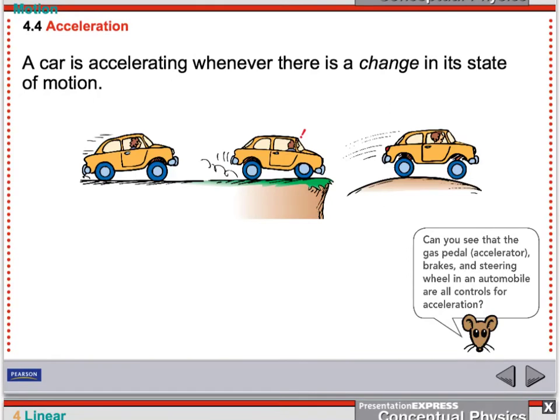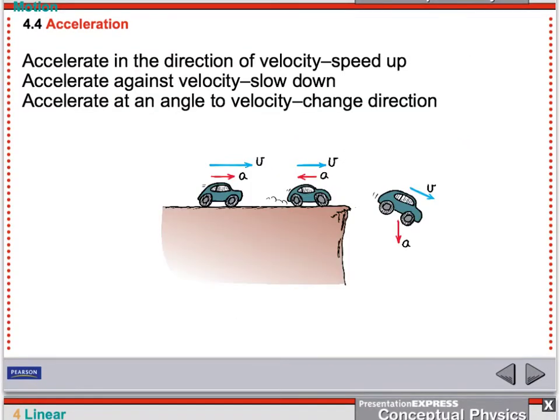Now, acceleration can be positive or negative. Negative acceleration is often called deceleration. In a car, for example, you have three different parts that can cause acceleration: the accelerator pedal or gas pedal, the brakes, and also the steering wheel. Any of those can cause a change in its state of motion, a change in its velocity, which is known as acceleration.